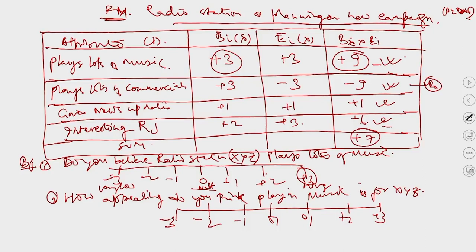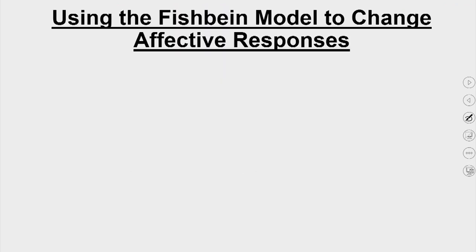And if it wants to change people's attitude or wants more people to flock towards it, what it should do is focus on this and then somehow show them that the radio station doesn't play a lot of commercials, or bring down the commercial level, because the evaluative criteria, which means the desirability of this particular attribute, is very low. So this is the functioning of the Fishbein model.